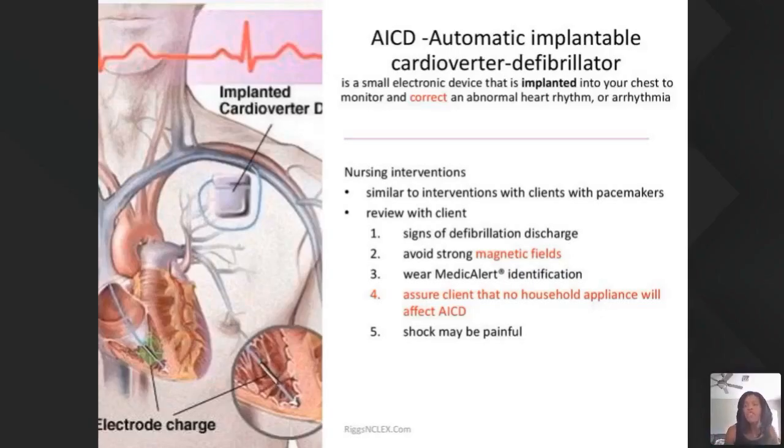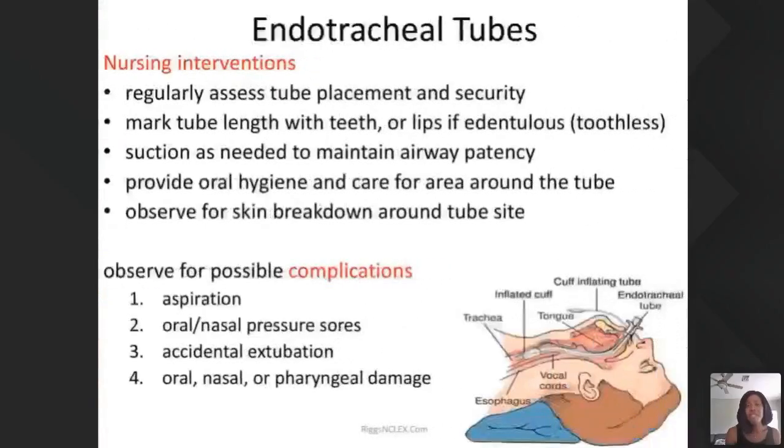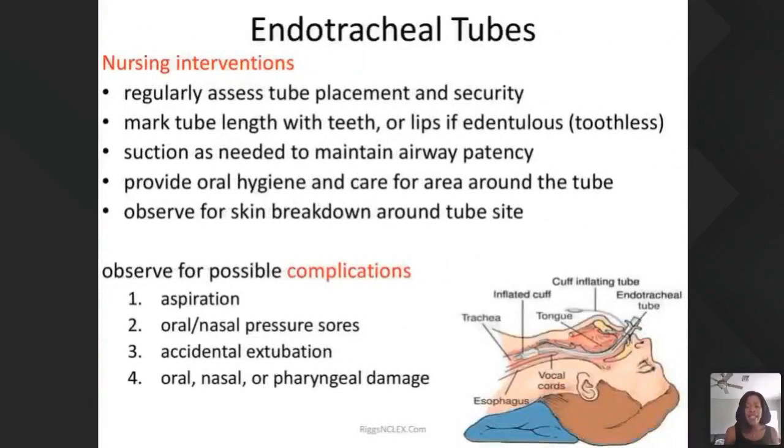Okay, assure the client that no household appliance will affect it. For example, you know how we tell them with the pacemaker, don't go near the microwave. That's not prevalent anymore. The car battery is still prevalent. They cannot lean over the battery of a car. Also teach them that if they get a shock from this, it's very painful. Okay, silly little things. All right, next category, endotracheal tubing.